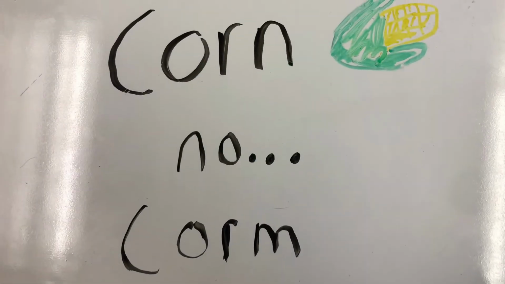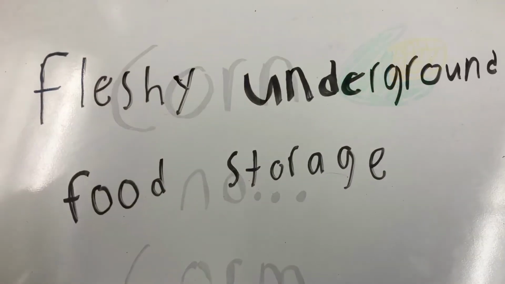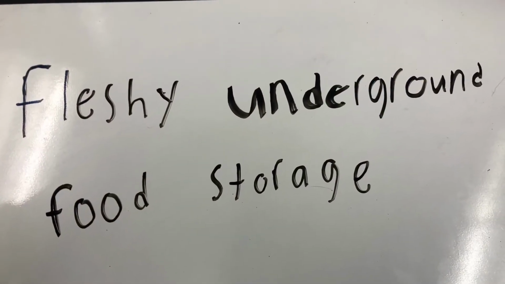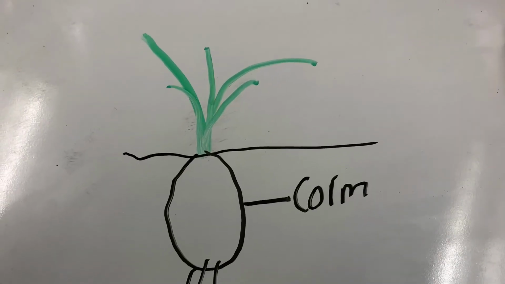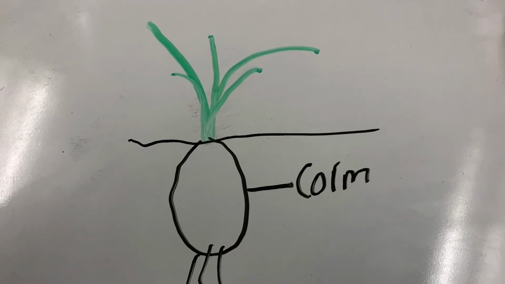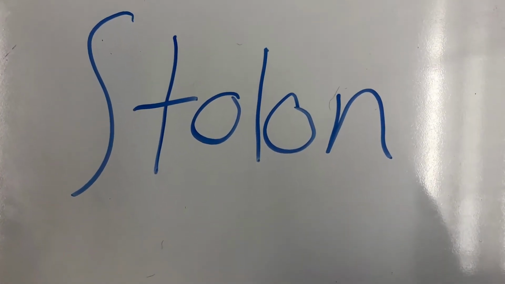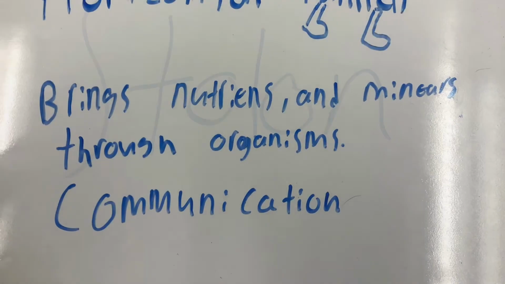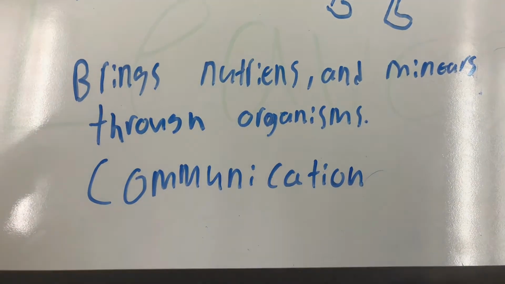So now we have corm, not to be confused with corn. It's a fleshy underground food storage, kind of like a bulb, as you can see here. Stolon. A stolon is a horizontal runner that brings nutrients through organisms and like communication.